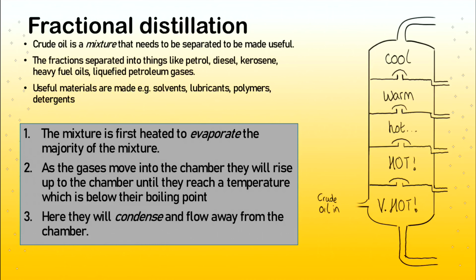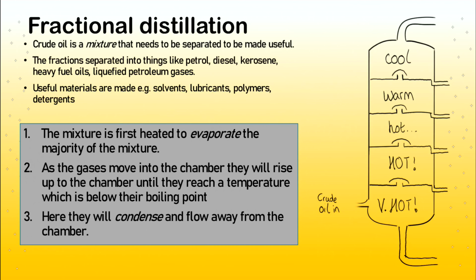Good. Now there's a key question here as to how can we separate out crude oil into its fractions, because it's a mixture. So it's a mixture that needs to be separated, otherwise it's not as useful. If we can separate them out we can get things like petrol and diesel. Kerosene is a fuel used in planes. We can get heavy fuel oils, and we can get liquefied petroleum gases like propane. And it's really nice, so we can separate them out and they can be therefore useful.